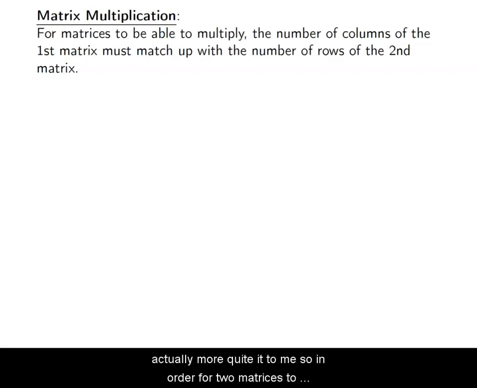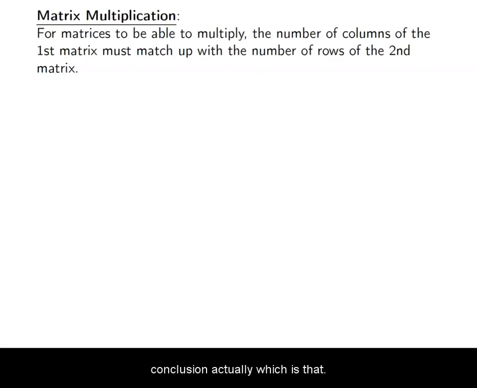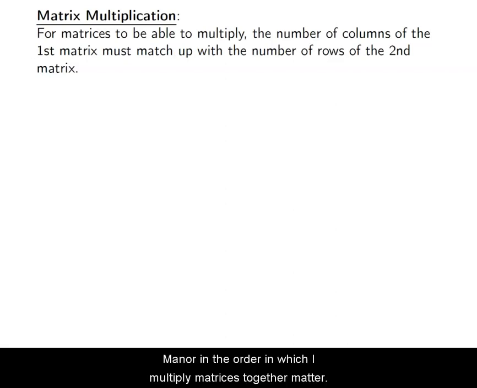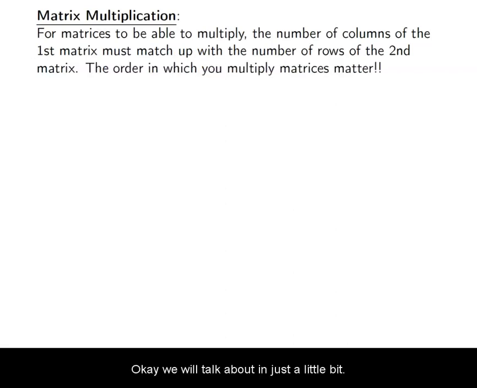In order for two matrices to be able to multiply, the dimensions have to match. And what that means is that the number of columns of one matrix has to equal the number of rows of the other matrix. Okay, so this leads us to a nice conclusion, or a difficult conclusion actually, which is that the manner in the order in which I multiply matrices together matters. Which we'll talk about in just a little bit, right?